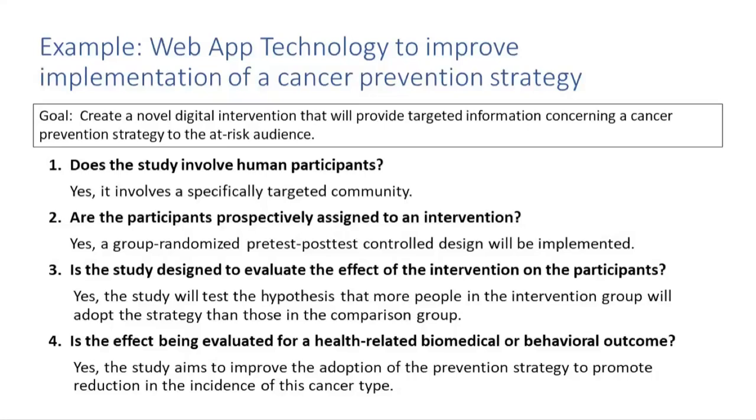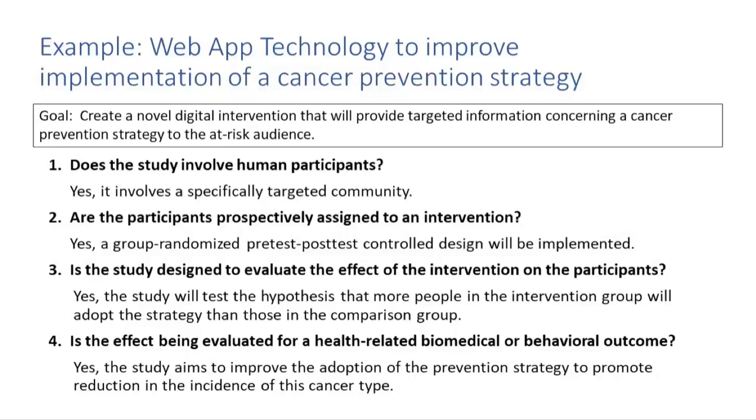So in this example, the investigator is developing a web app technology to improve the implementation of a particular cancer prevention strategy. So the goal of the grant is to create a novel digital intervention that will provide targeted information concerning a particular cancer prevention strategy to a particular at-risk audience. So now we can ask the 4 questions from the NIH clinical trial decision tool to determine whether the validation study included in this project would be categorized as a clinical trial.